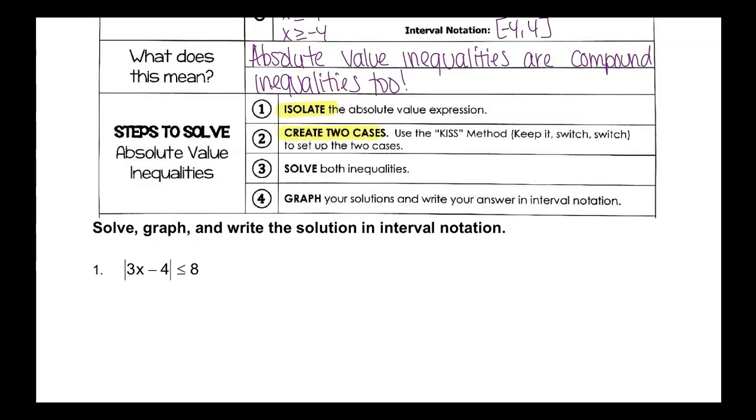This is a little different from absolute value equations because we're now going to use what I call the KISS method. The KISS method says you're going to keep it and then switch, switch. So that means you're going to look at the signs. Keep it and then switch, switch. Just like we did last time, you're going to solve, and then you're going to graph your solutions and write your answer in interval notation.